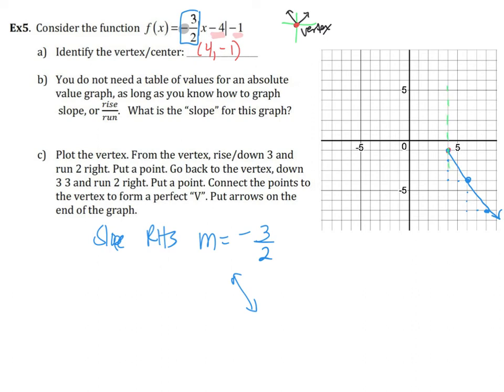Because my vertex is right here, I reflect it over that vertical line going through the vertex, and that would be the other half of my absolute value function. So this is what your graph would look like, right? It's a negative stretch value, so it's opening downward because it's reflected over the x-axis, and then that 3/2 is indicating the slope.